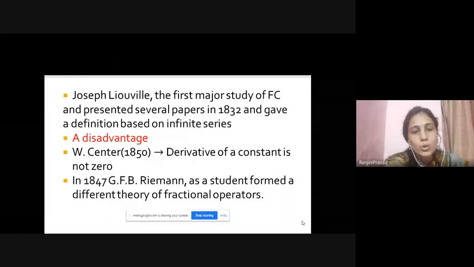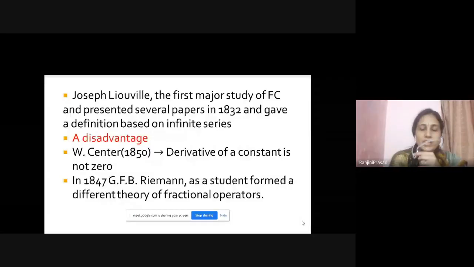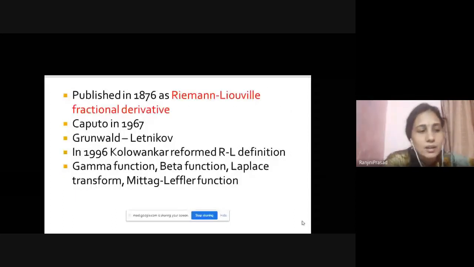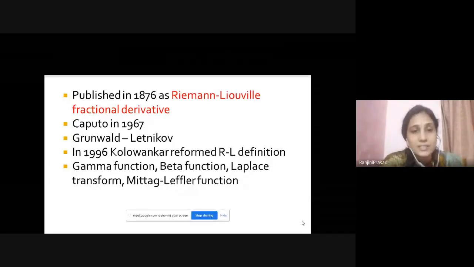So again, in 1847, Joseph Riemann came with a new idea, as a student of Liouville, and formed a different theory of fractional operators. So he came with new ideas, the definitions of fractional derivatives. But unfortunately it was published in 1876 as the Riemann-Liouville fractional derivative after his death. Davis, his friend, published all his theories. So after his death only, a student had derived the fractional derivative.